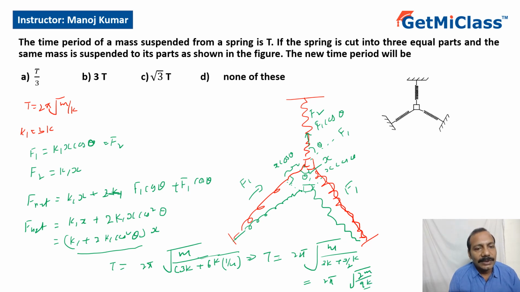Now what is 2π root m by k? That is T, so I'll write it as T0, the initial time period. If I want to express this in terms of T0, I can take out root 2 by 9 outside. That will become 2 root 2 by 3 into T0, where T0 is the initial time period. So none of them is the right option. So the option for this question would be option D.